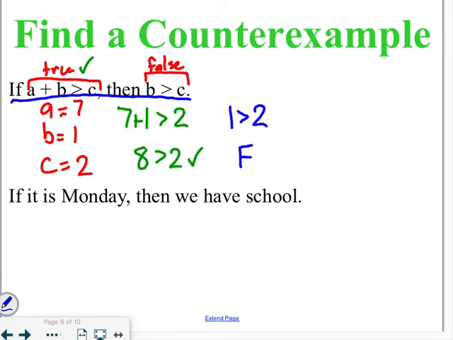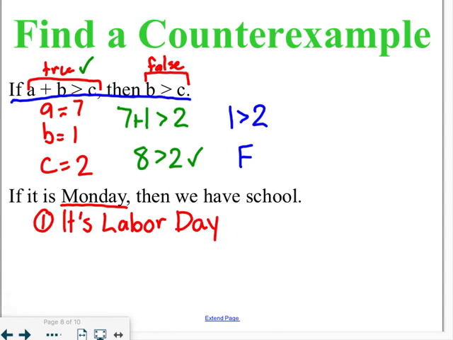Second example is a logical sentence. If it is Monday, then we have school. So this is saying that every Monday in the whole year we have school. There are a lot of different ways that you could prove this wrong. One, you could say it's Labor Day. Labor Day always falls on the first Monday of September. We don't have school on that day. So that proves that it is Monday because it's Labor Day, but we don't have school. So that makes the second part false.